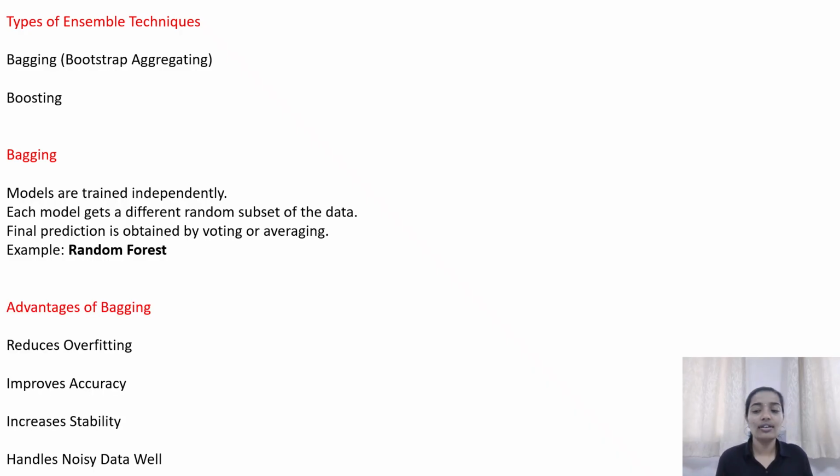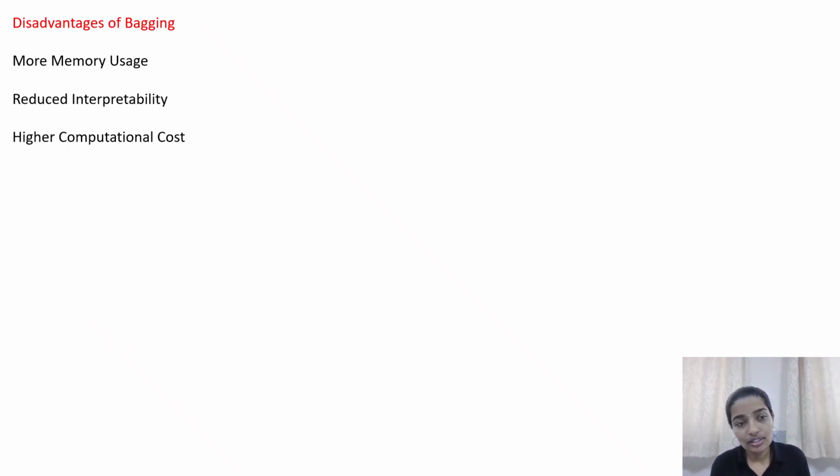Bagging has a lot of advantages: it can reduce overfitting, it can improve accuracy and stability, and it handles noisy data well. Similarly, there are disadvantages: it uses a lot of memory, and computational cost is also high. But it is fast. Bagging is fast as compared to boosting. And why boosting is slow, we will discuss in the next video.